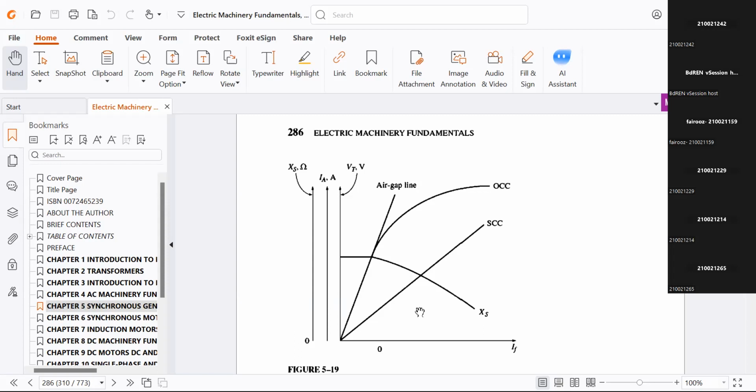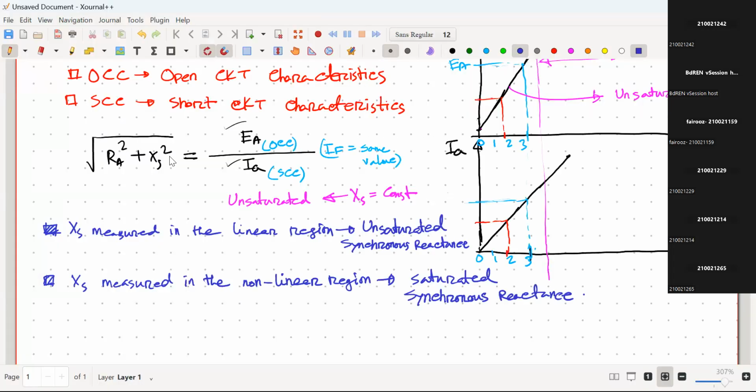No, it will be reducing. Why? Tell me. Because our equation says Xs equal to EA over IA. Now, after a certain value, EA is being saturated, not IA. EA is being saturated. So if EA is saturating, and IA is, suppose, increasing, combinedly Xs will be reducing. That is what our math says.